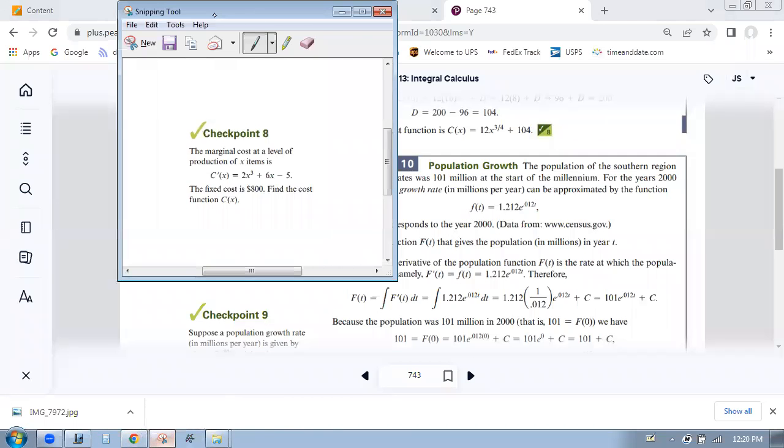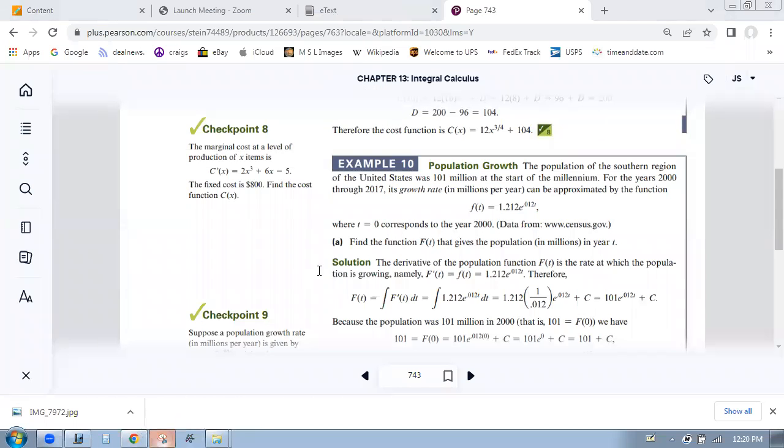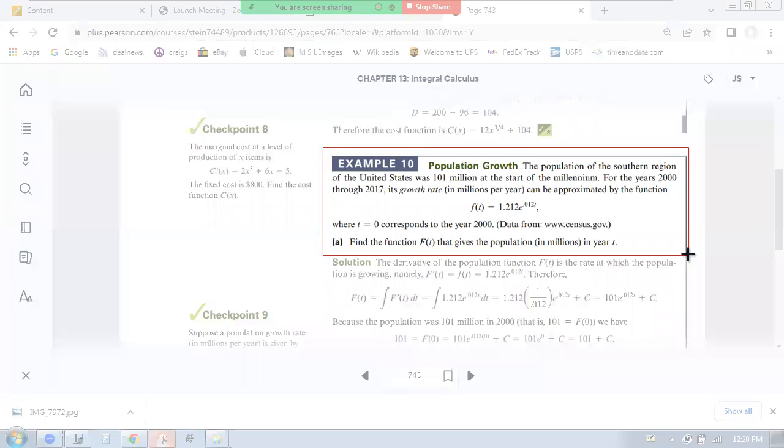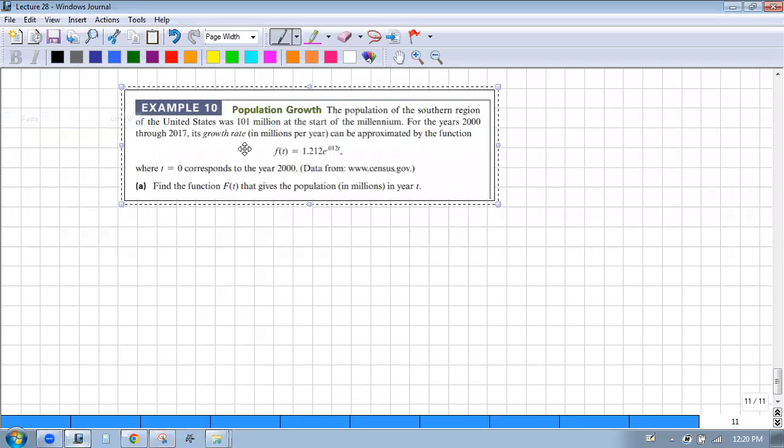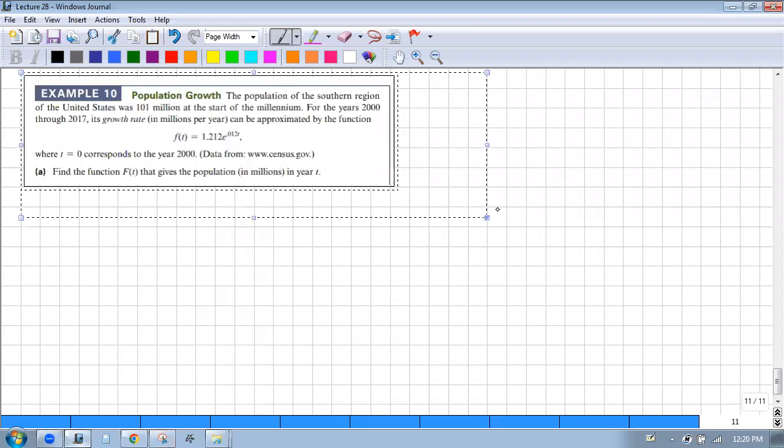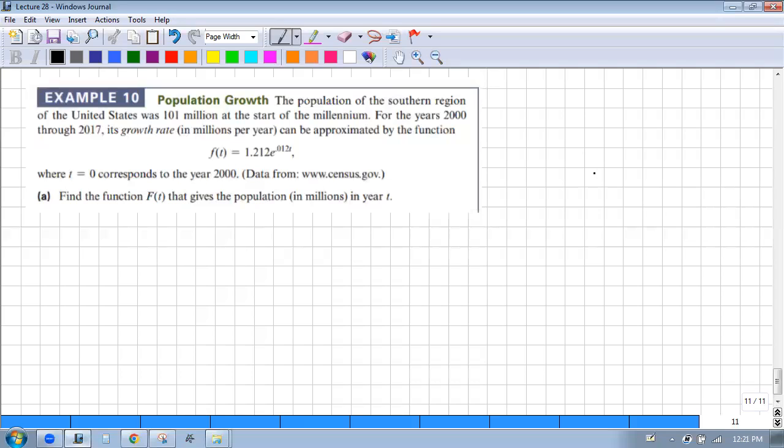Example 10 here. The population of the southern region was 101 million at the start of the millennium. For the years 2000 to 2017, its growth rate is given by this function. Find the function big F of t that gives the population.